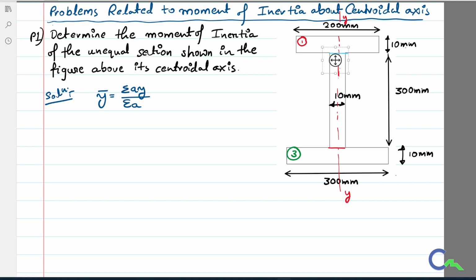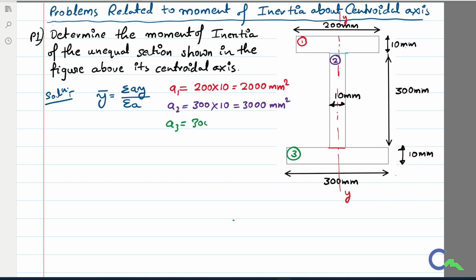So now the area of the first component, I will call it A1. I can calculate, that is B into D, 200 into 10. I can say that 2000 millimeter square. Similarly, I can calculate what is A2. That is nothing but 300 into 10, so that is 3000 millimeter square. If I come to the bottom flange, again I can call it A3. That is 300 into 10, so that is again 3000 millimeter square.